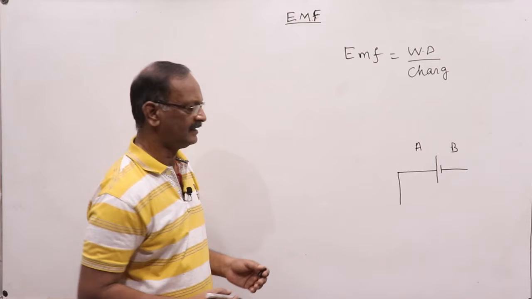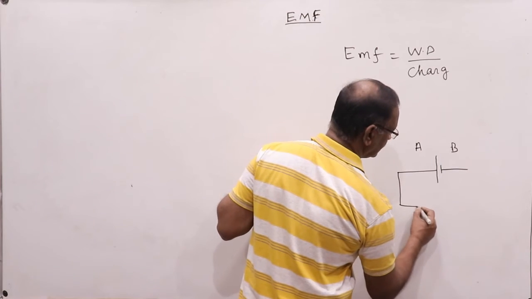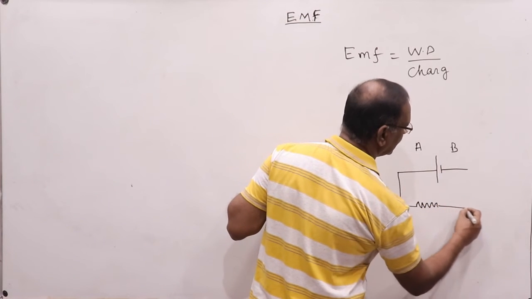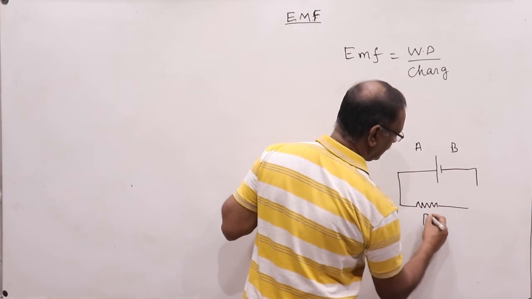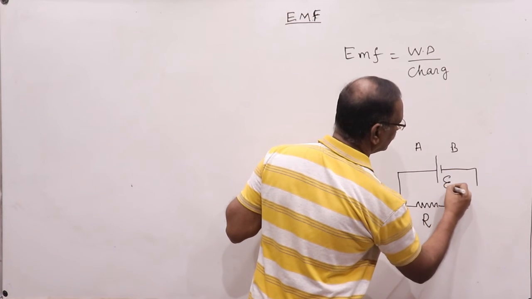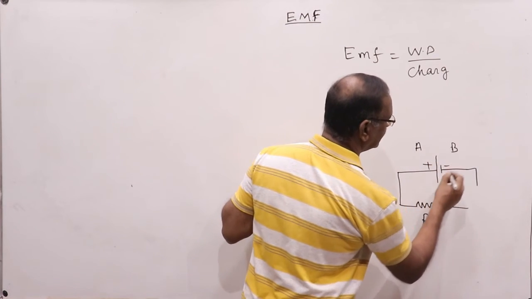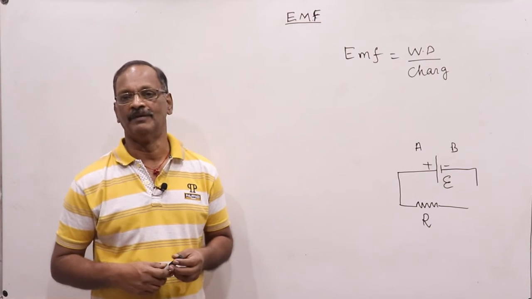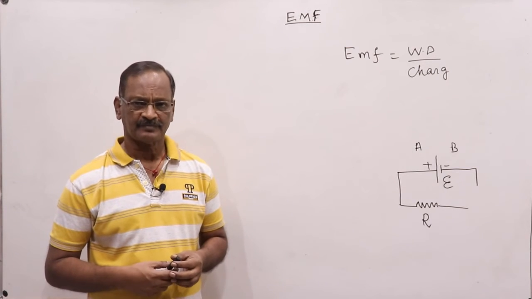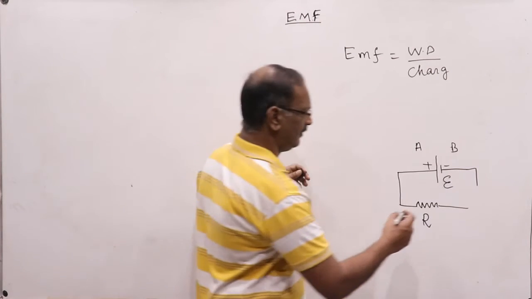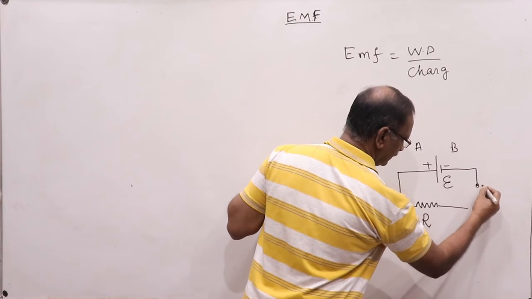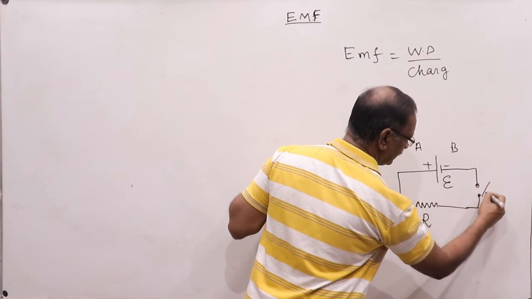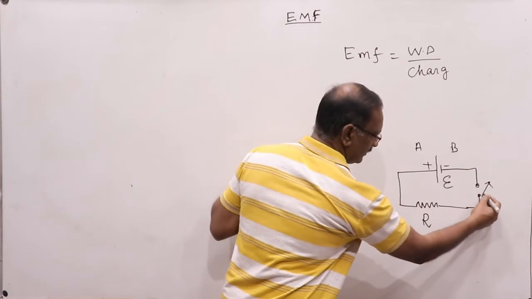So we connect a resistor here, external, which is called the external resistor R, and this is the EMF of the cell. This is the positive side and negative side of this cell, which is the source of an EMF. Now we open the key, and then we connect it, close the key.